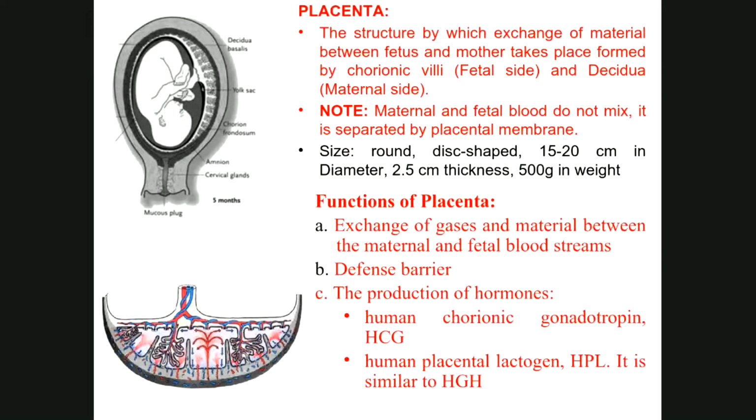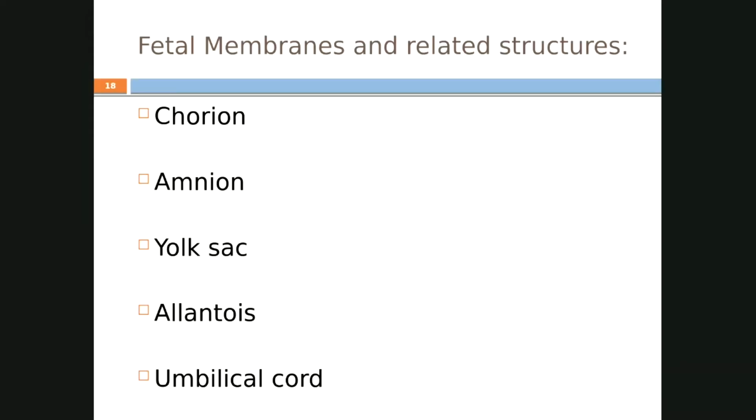Let's talk of some other membranes very superficially, not going into much detail. We'll just have a superficial overview of different membranes. Other than the placenta, which is one of the most important structures during development, the other membranes are the chorion, amnion, yolk sac, allantois and umbilical cord. So these are the other fetal membranes, apart from the placenta we discussed. We will take one slide each and two lines about each of these membranes.